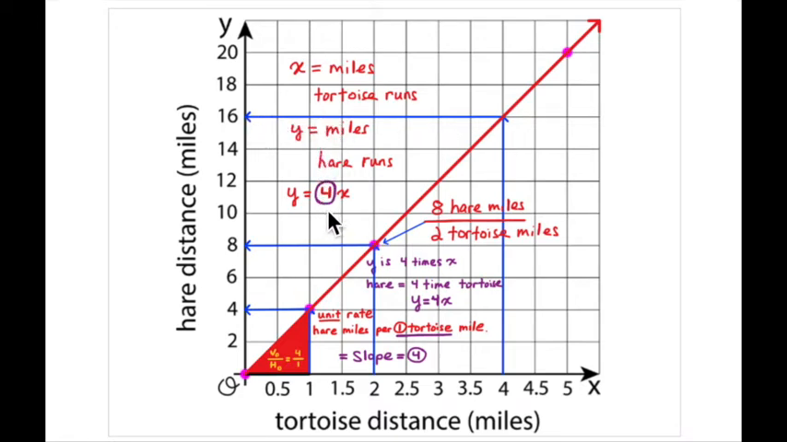So y equals 4x. So the vertical measure is 4 times the horizontal measure. The horizontal measure in this case is 4 miles. That means that the hare will have run 16 miles. So the vertical measure is 4 times the horizontal measure. y is equal to 4 times whatever the value of x is.